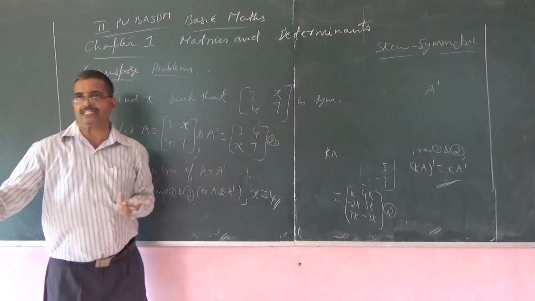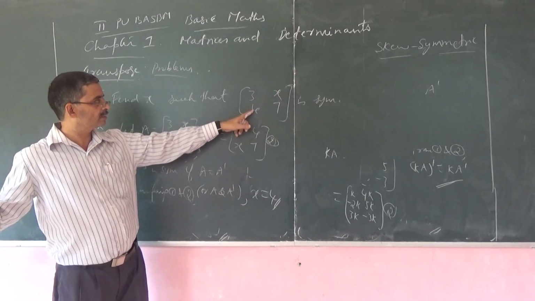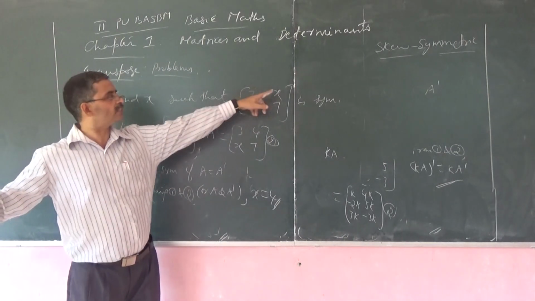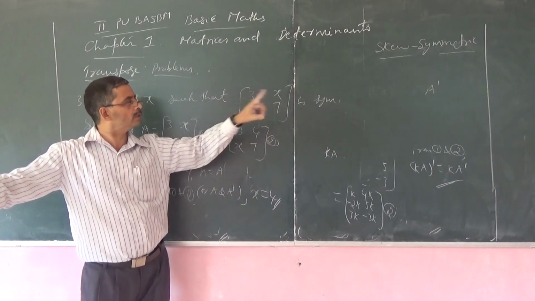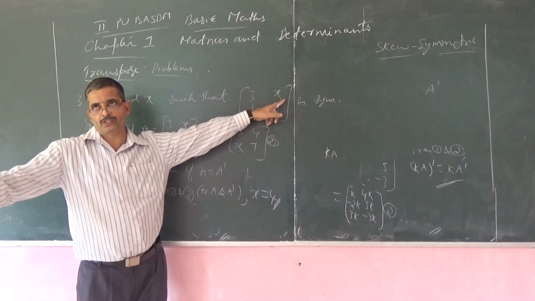You can immediately guess it also. I mean, this is 4, this is a21, so x also should be equal to the same, that is 4. a21 should be equal to a12. That should also be 4.